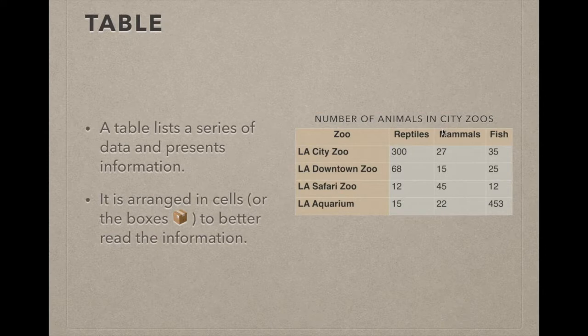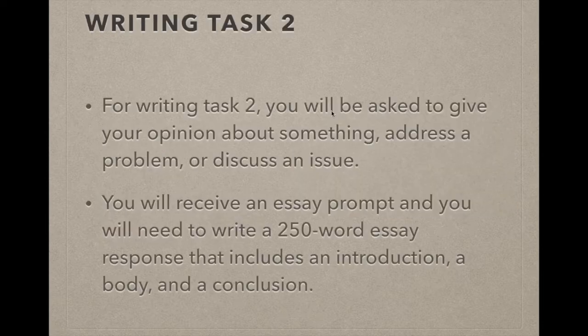Okay, the next one is a table. A table lists a series of data and presents information. It is arranged in cells or boxes to better read the information. Okay, so for writing task 2, it is the same for both the academic and the general.